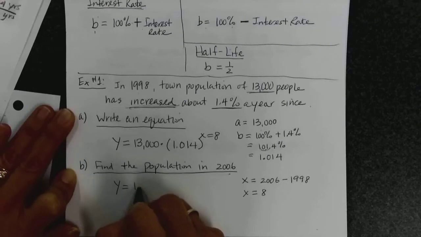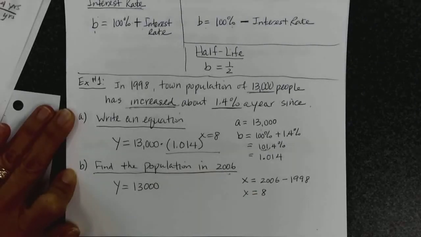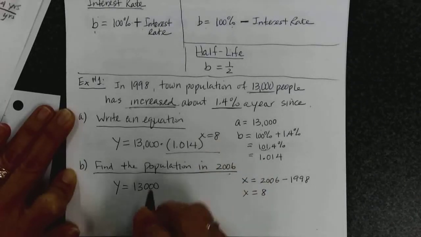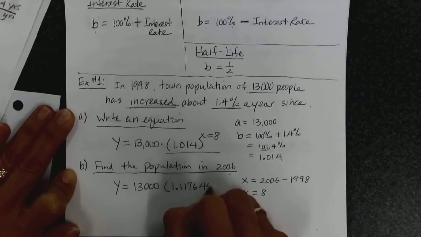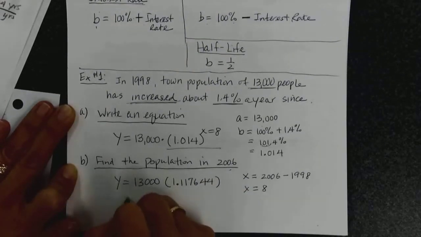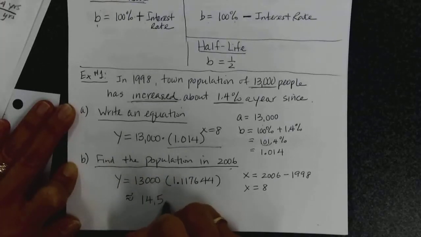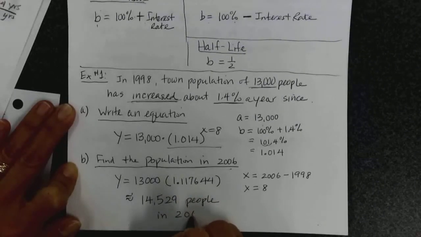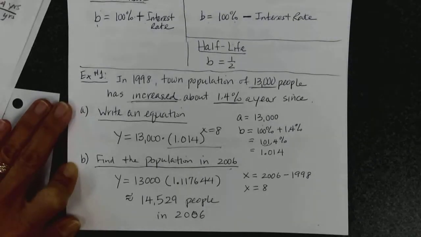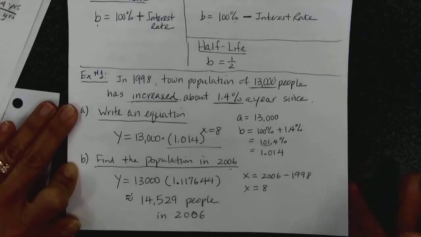So y equals 13,000 times 1.014 to the 8th power, which is 1.117644, and when we multiply that together, the population is about, we're going to approximate, 14,529 people in 2006. So this is one of the examples out of 5 that I will be talking about today.